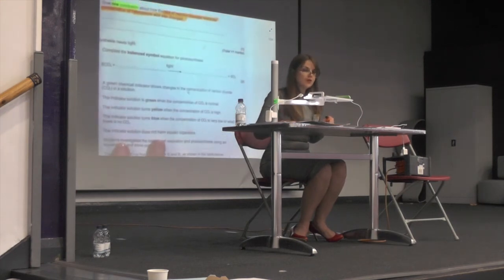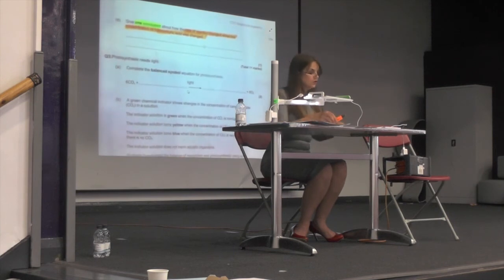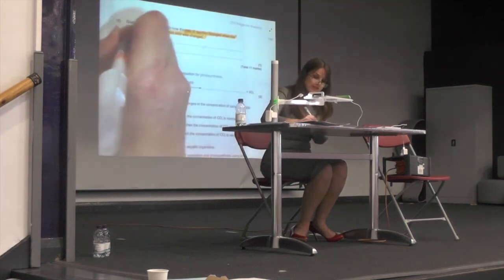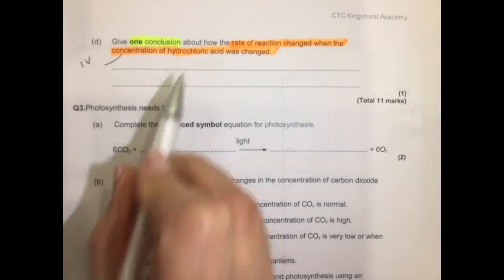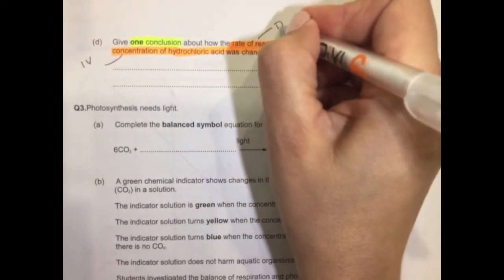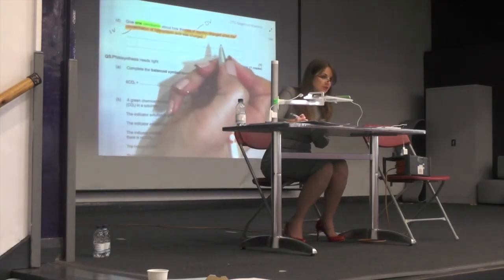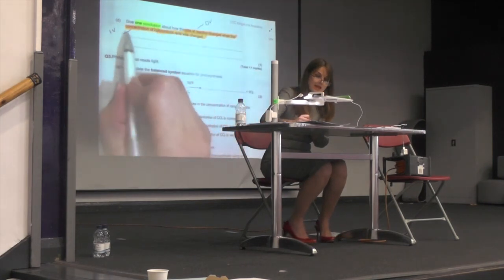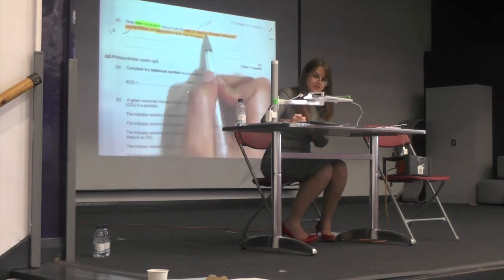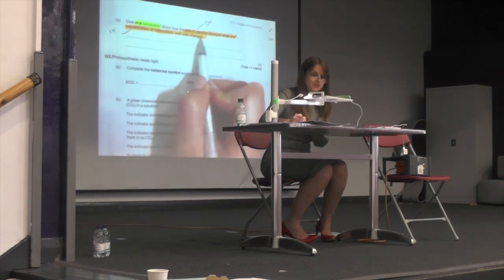So what you've got to say is that as the concentration of acid increased, which is our independent variable, what happened to the rate of reaction? That's our dependent variable. So what do we change, and what can we measure? So can we just have a go at that question, please? Can we just fill that one in? What happened to the rate of reaction when the concentration of acid was changed?